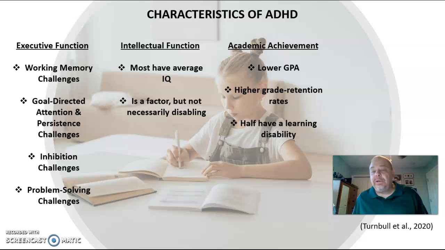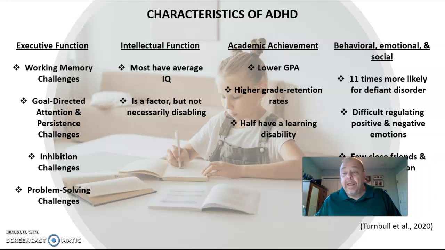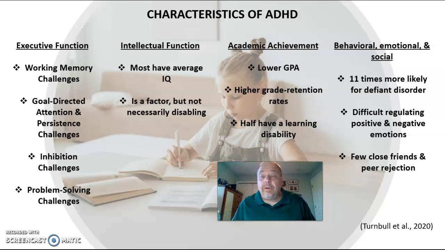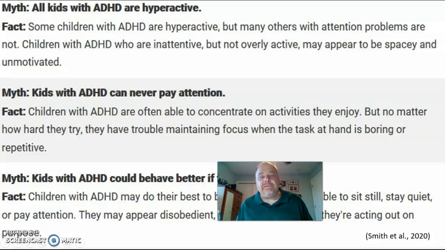Taking a look at academic achievement, well, they will have lower GPAs on the average, higher grade retention rates, and half of those students diagnosed with ADHD will in fact have a learning disability. And finally, we come to behavioral, emotional, and social characteristics, 11 times more likely for defiant disorder. That kind of surprised me. Difficult regulating positive and negative emotions. And one thing that we really need to watch out for as educators, they'll have few close friends and will experience peer rejection.